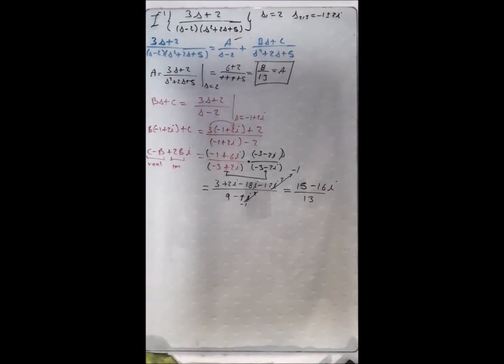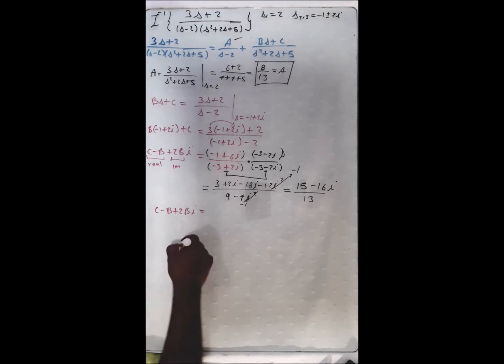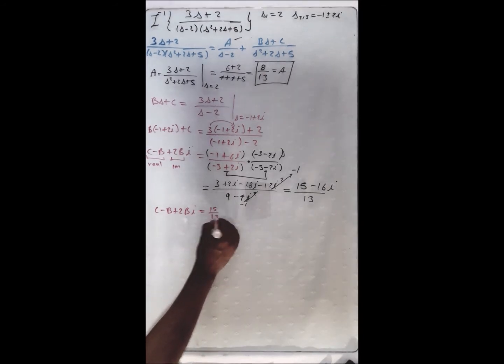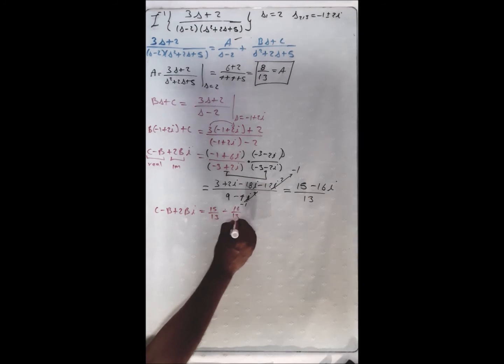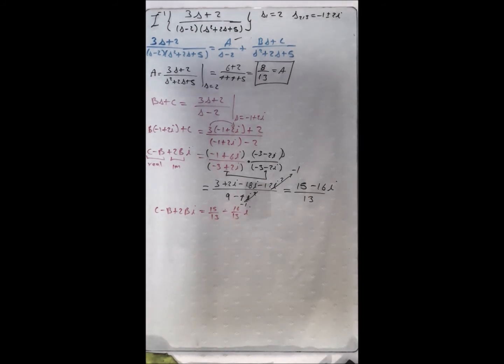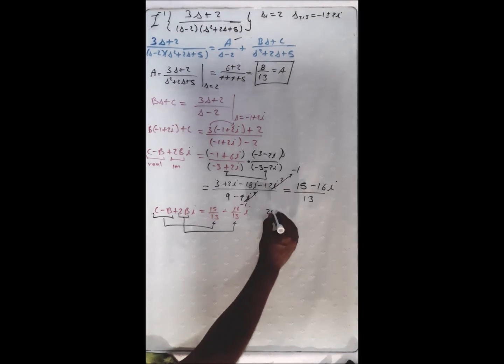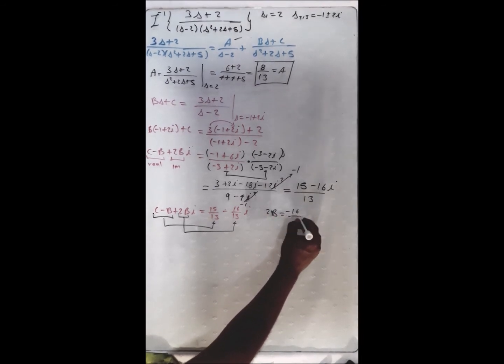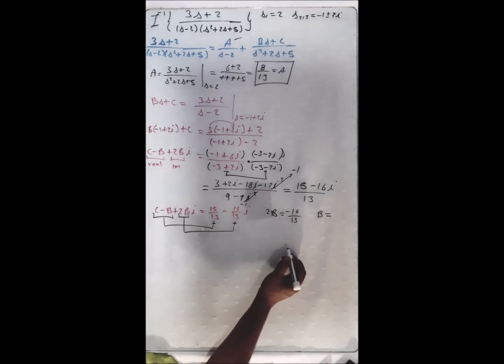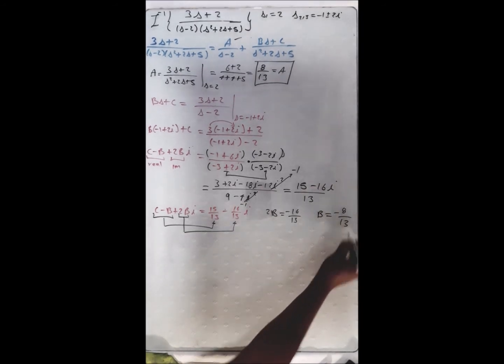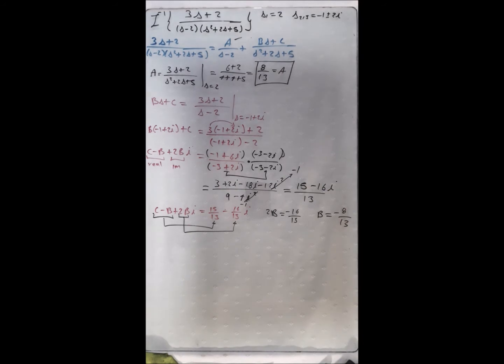Okay, so what you have on the left is c minus b plus 2bi imaginary, and then on the right what you have is 15 over 13 minus 16 over 13 imaginary number. Okay, so what you have to do is make equal the real part and the imaginary part. So that means that this number and this number must be the same, and this number and this number must be the same. So 2b is equal to minus 16 over 13. So that means that b is equal to minus 8 over 13. So that is the result of b.